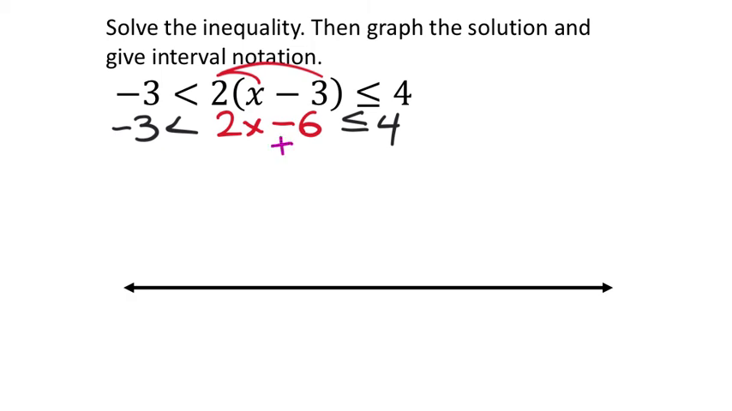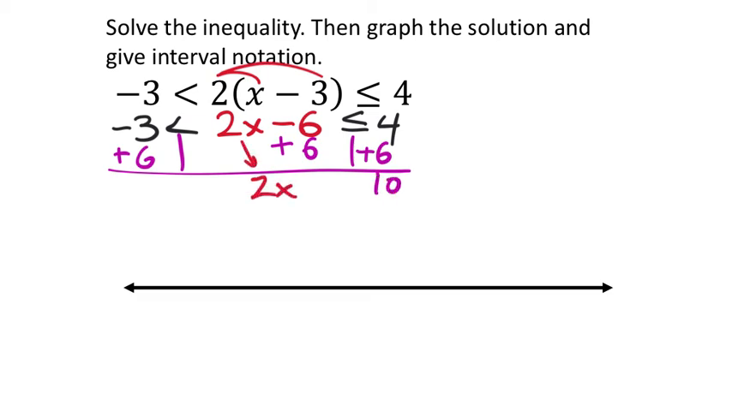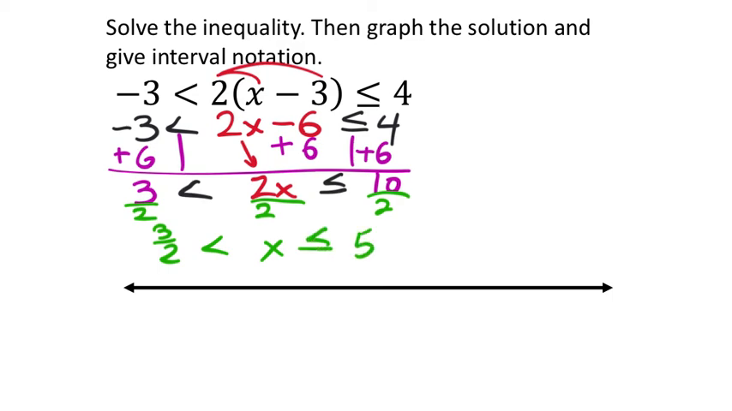And now I will add 6 to all 3 parts. Hopefully I have enough space. So that drops the 6, leaving the 2x, just like I wanted. And then -3 plus 6 is 3. So 3 is less than 2x, which is less than or equal to 10. Finally, dividing all parts by the coefficient 2 tells us that x compared with 3 halves is greater. But compared with 10 divided by 2, which is 5, it's less than or equal to that, okay? So that solves the inequality.